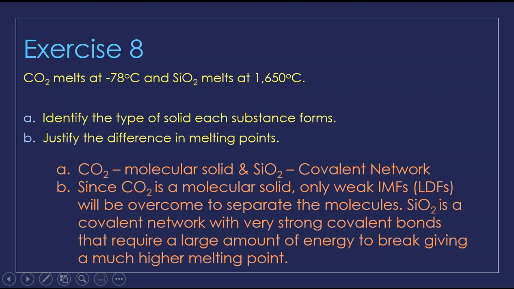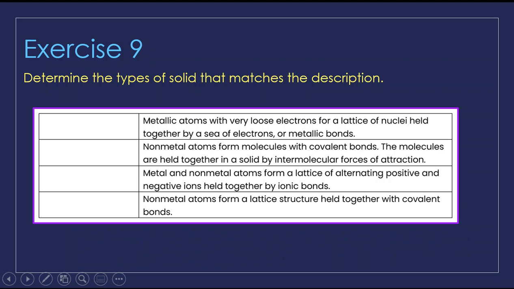SiO2 is covalent network with very strong covalent bonds that require a large amount of energy to break, giving a much higher melting point. So definitely mention the weak IMFs versus the strong covalent bonds of the lattice of the covalent network. Very good in the explanation there. But notice those explanations are sticking to 2 to 3 sentences, not going way over.